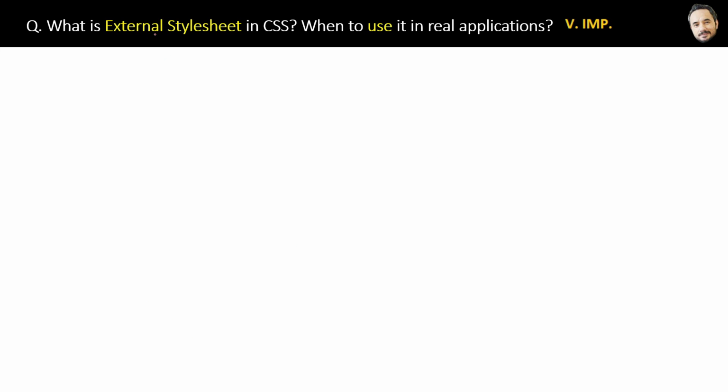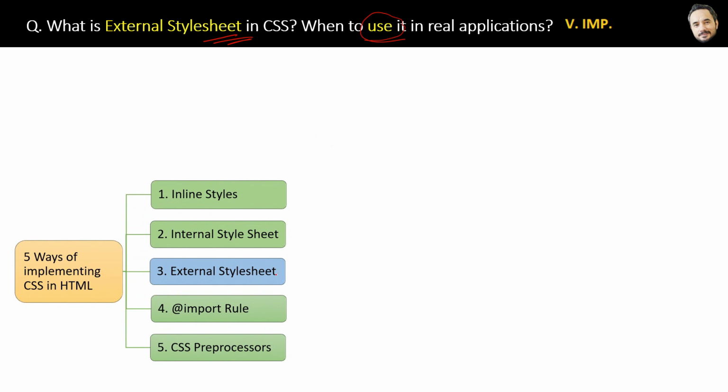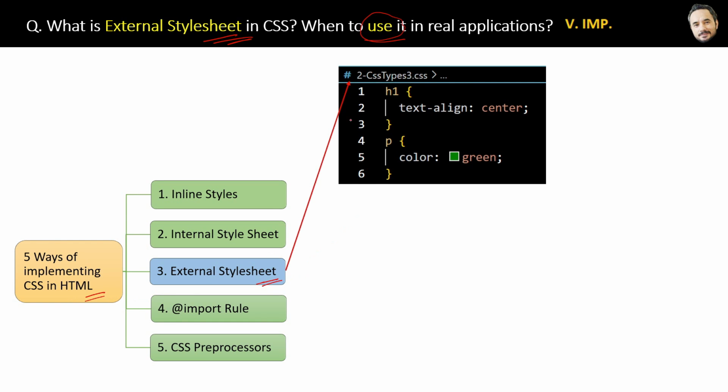What is external style sheet in CSS? When to use it in real application? Now, this is the most popular way of implementing CSS in HTML. Here are the 5 ways, and this is the external style sheet. In this case, you will write styles in a separate CSS file like this.